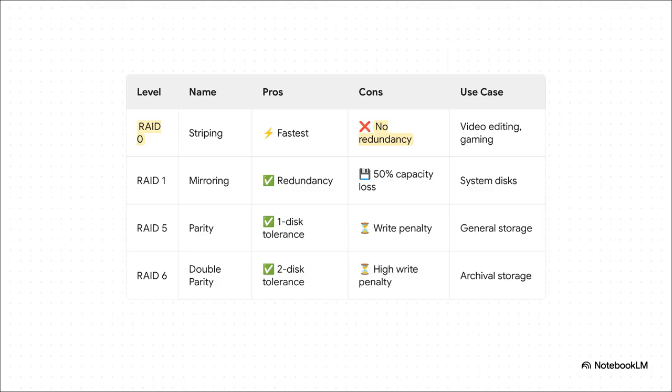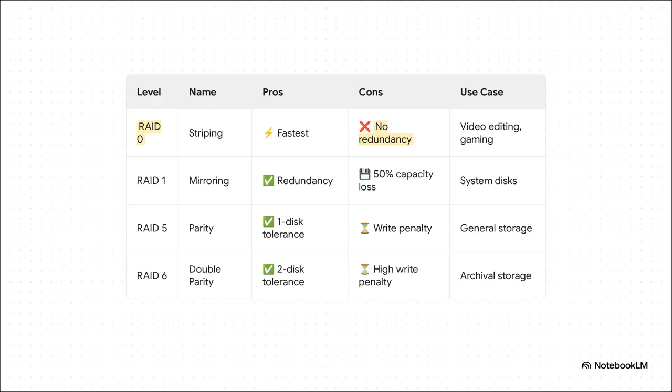Now, RAID comes in a few different flavors. You've got options like RAID 1, which mirrors everything for safety, or RAID 5, which is kind of a balance of both. But look at that top row. That's our focus today, RAID 0, or striping. The pro is simple, performance. It is blazingly fast. The con, though, it's a huge one.